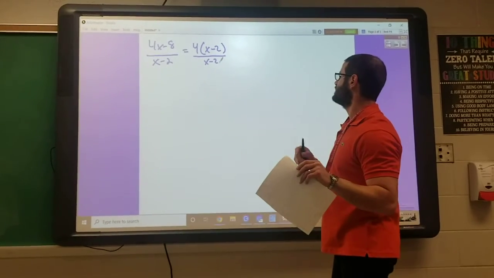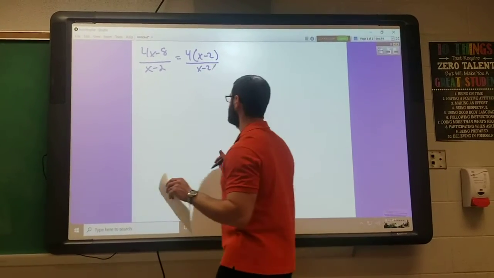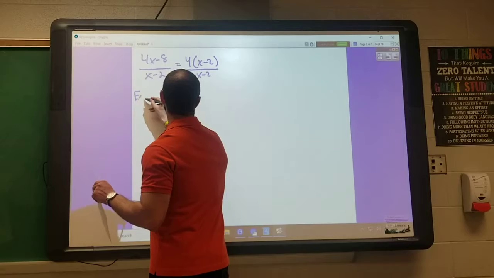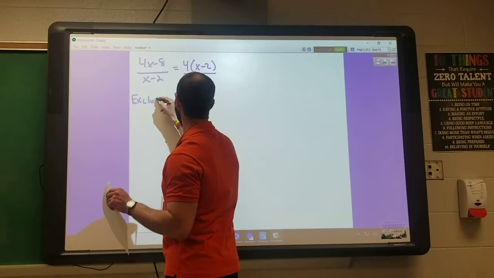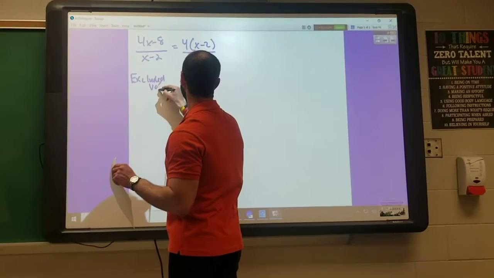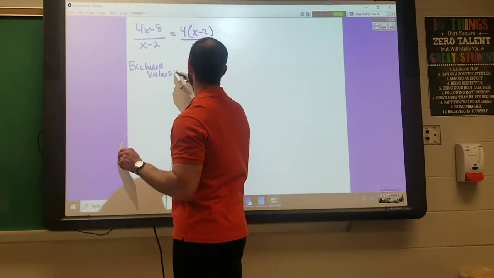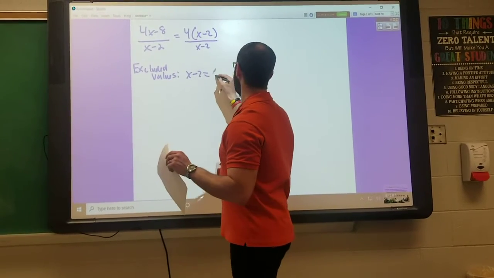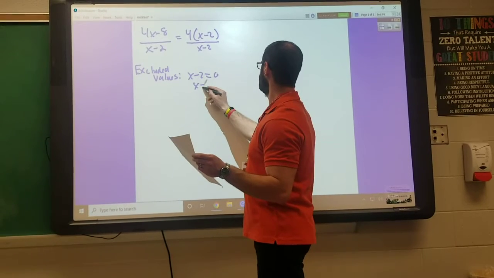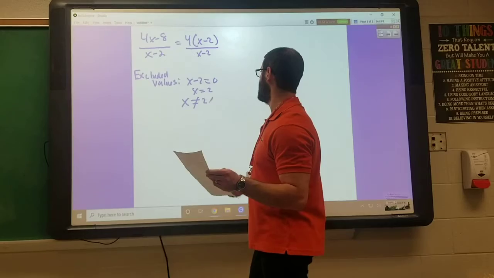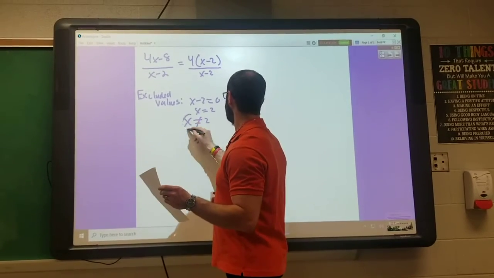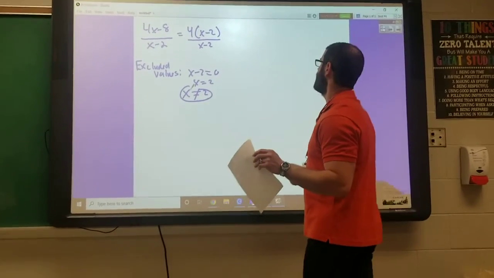Before we simplify, let's go ahead and find our excluded values. I would set the term in the denominator equal to 0, so I'd have x minus 2 equals 0. I would get x equals 2, which means x cannot be 2. That's an excluded value. That's part of our answer.